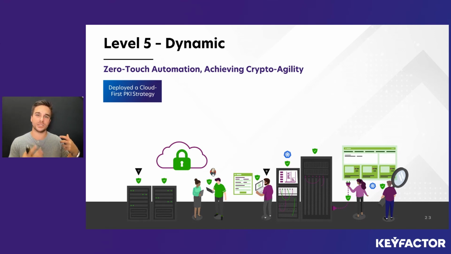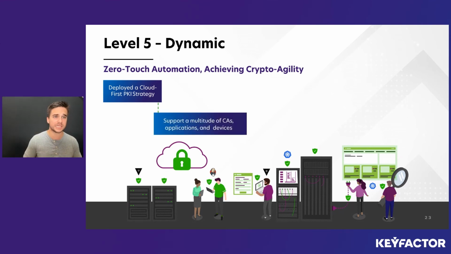So whether you're doing your PKI in the cloud, using certificate authorities that are in the cloud with a managed PKI behind it, that's a big thing to look at, so you can go faster and faster while staying compliant with your certificate lifecycle management practices. The next one is supporting multiple CAs, applications and devices. That gets to my earlier point. Without a cloud-first PKI strategy, it's very hard to do this because all these devices are in different environments, whether it's cloud, on-prem or even hybrid.